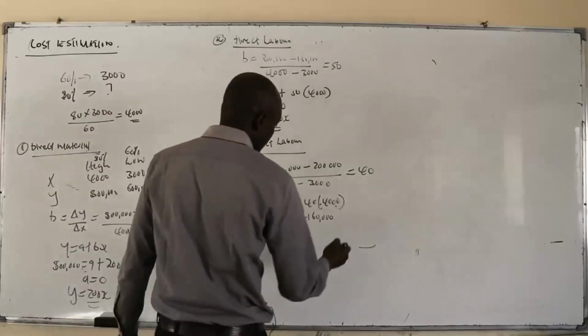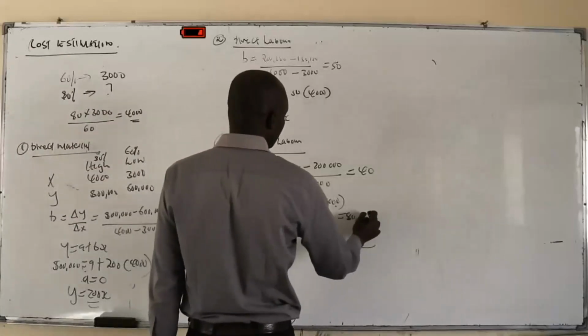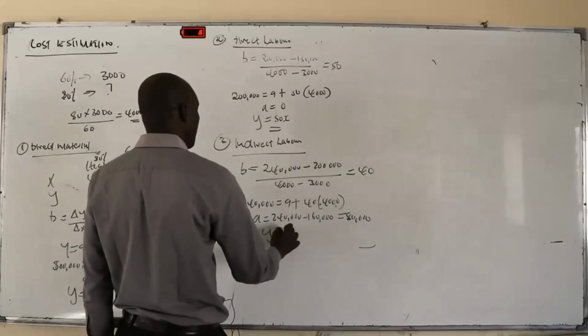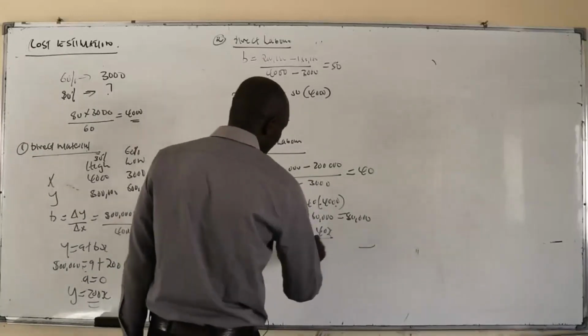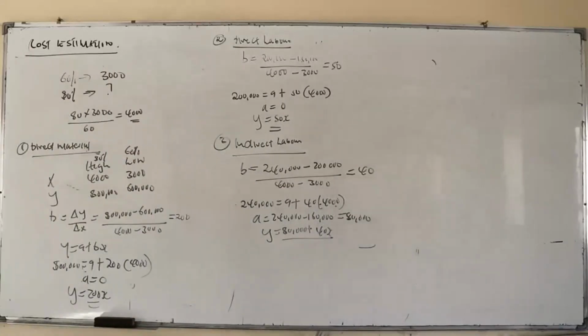80,000, isn't it? So that one will give you 80,000. So Y is going to be 80,000 plus 40x. So that is going to be your estimation of indirect labor cost.